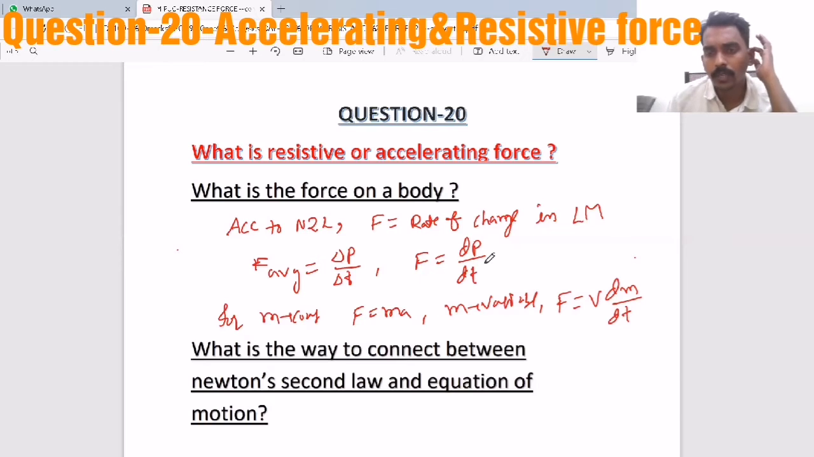Like here, F equal to dP by dt means they can give linear momentum as a function of time, then you can use differentiation. Or they can give the change in velocity, or you can find the change in velocity from the given data, then you can find the average force. Or from the given data, you can find acceleration so that you can find force. Or in case of variable mass, they can give the speed and the rate of change in mass so that you can calculate it depending on the question.